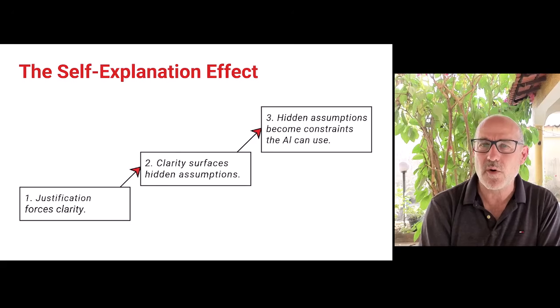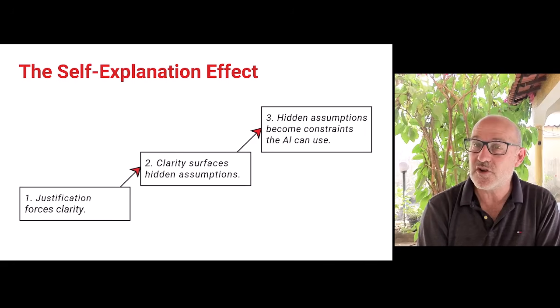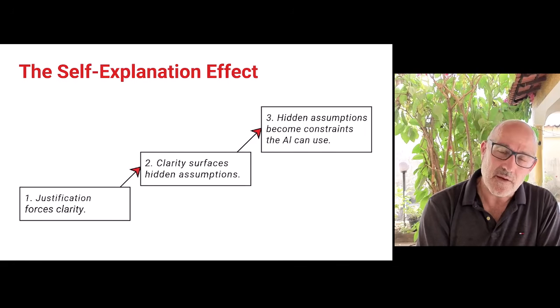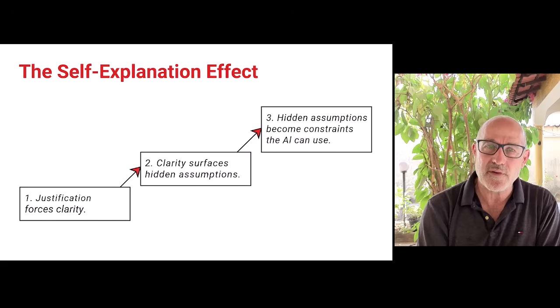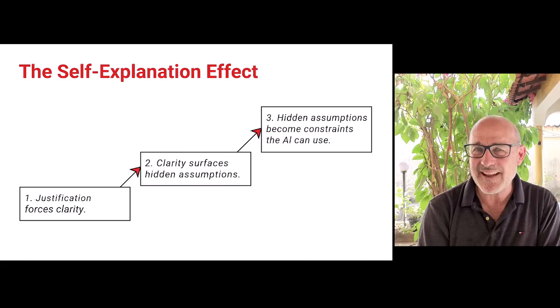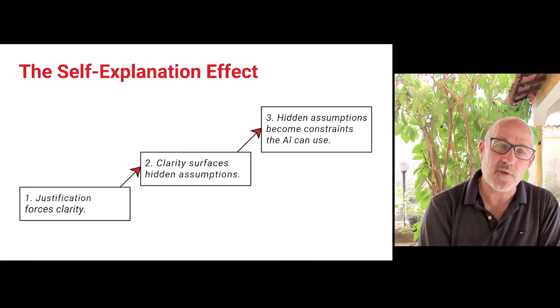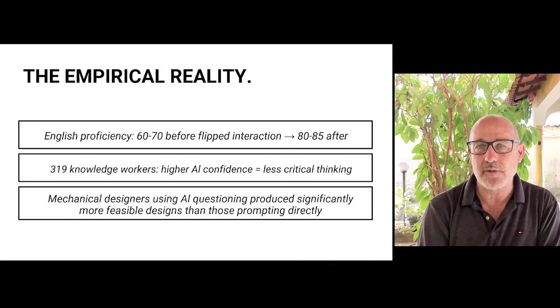Now, here's why it works. When you explain something, you need to be clear. Clarity surfaces assumptions you didn't know you were making. These assumptions you surface become explicit constraints the AI can actually use. Answering the AI's questions isn't a delay. It's the work that you should do before you ask a question. That's where the thinking really, really happens.